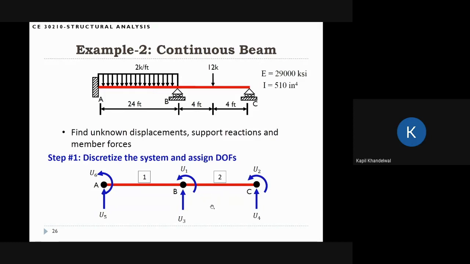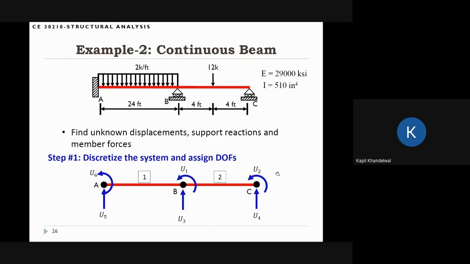When I assign the degrees of freedom, I'm going to assign the free degrees of freedom first. I'm going to say this rotation at B is the U1 degree of freedom, and rotation at C is the U2 degree of freedom. I can assign in any order. I'm assigning the vertical degree of freedom at B as U3, the vertical degree of freedom at C as U4, the vertical displacement at B as U5, and the rotation at A as U6. So these are the 6 degrees of freedom in the system.